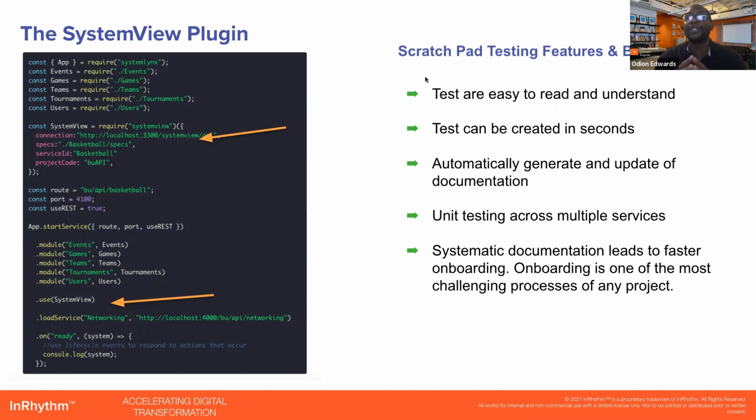System view basically uses a scratch pad for testing, for running tests across multiple services. The benefits of this are that tests are easy to read and understand, and tests can be created in seconds. Tests can be automatically generated and updated according to changes. Documentation can be automatically created and updated based on changes in tests.